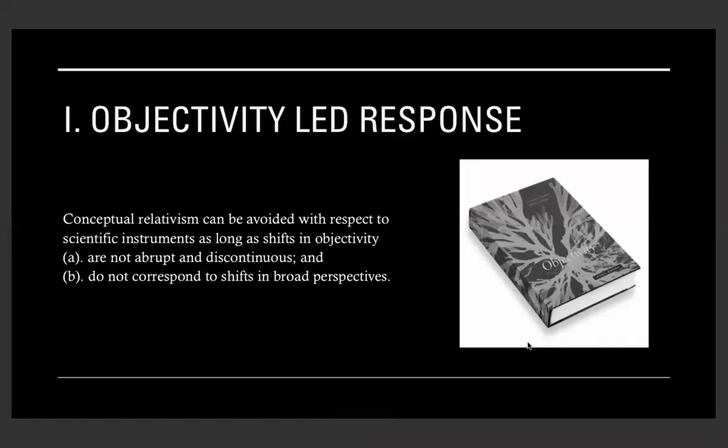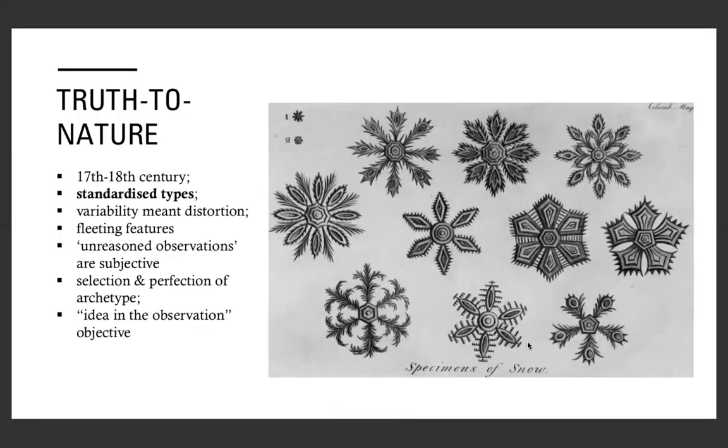So the way I would like to show this is by going through some of the scholarship on the history of objectivity, in particular going through the four main types of objectivity proposed by or researched by Daston and Galison in their book Objectivity. So the goal here is to show that we can use this scholarship to avoid conceptual relativism brought about by instrumental incommensurability. Okay, so the first standard of objectivity that Daston and Galison talk about is truth to nature.